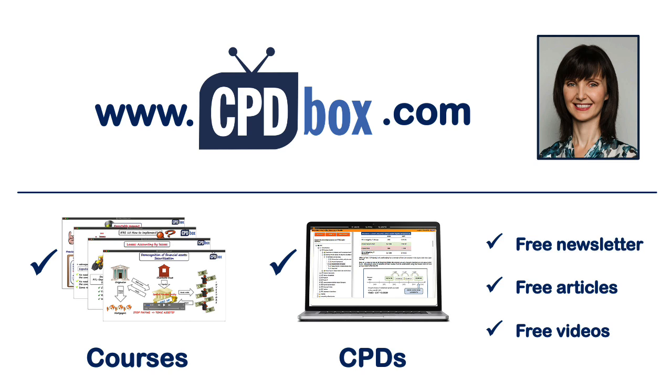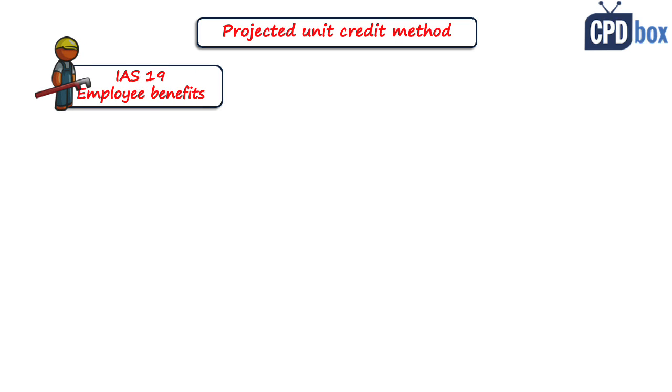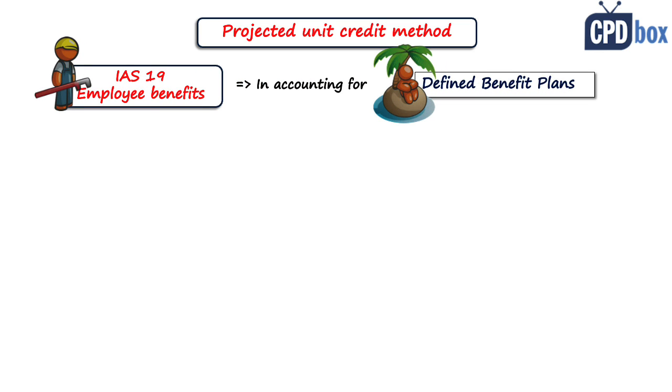So, projected unit credit method is required by IAS 19 employee benefits in accounting for defined benefit plans. I'm not going into details of defined benefit plans in this lecture. This is a very complex topic. Just let me focus on the method.